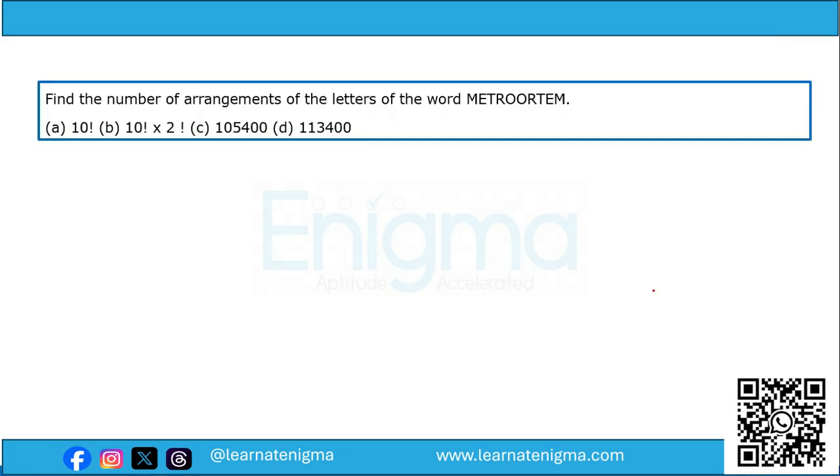Find the number of arrangements of the letters of the word METROORTEM. So in such kind of questions, we need to first count the number of alphabets, letters in the word. So there are 10 letters over here.